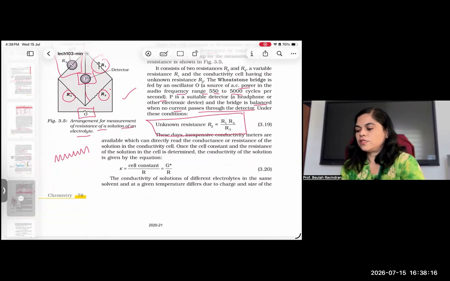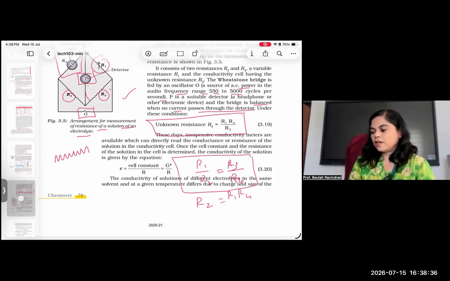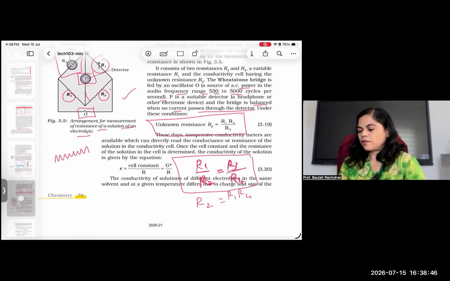So you know the stuff, right? Basically, R1 by R2 is equal to R3 by R4. If you want to find out R2, you can bring all these terms here, R1, R4. This is the bridge balance condition. First, write the bridge balance condition, otherwise you might be confused. Even though it seems very simple, students commit so many mistakes. So R2 is equal to R1 R4 divided by R3.